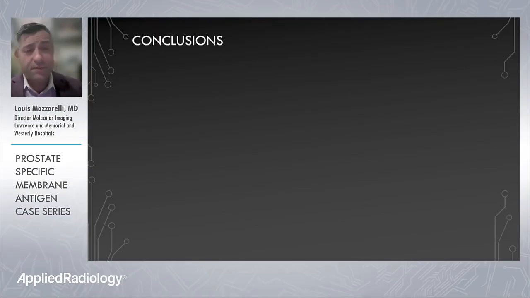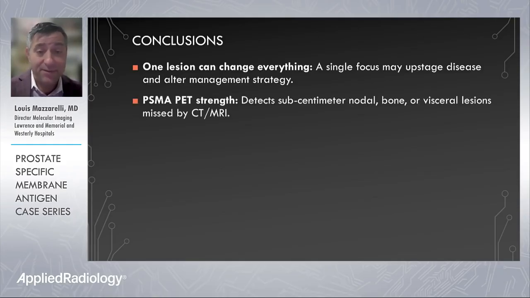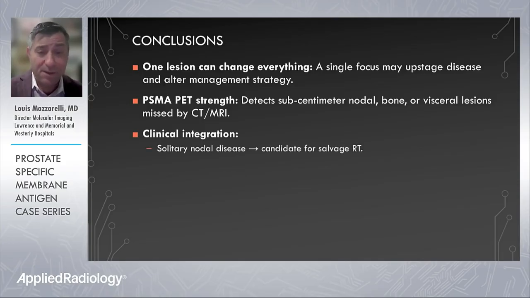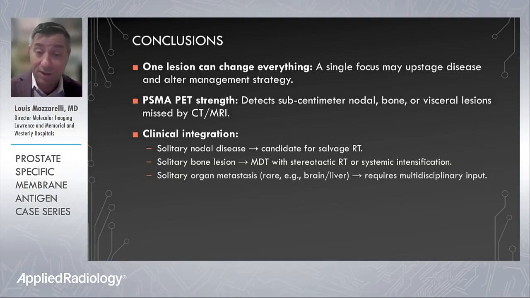So let's go over our conclusions. One lesion can change everything. A single focus may upstage disease and alter management strategy. The PSMA PET has many strengths, including the detection of subcentimeter nodal, bone, or visceral lesions that may be missed by CT or MRI. And it has really important clinical integrations. Solitary nodal disease may make a patient a candidate for salvage RT. A solitary bone lesion goes to MDT or multidisciplinary tumor board with stereotactic RT as a potential treatment plan, or systemic intensification. Solitary organ metastases, including those in the brain or liver, require multidisciplinary input.